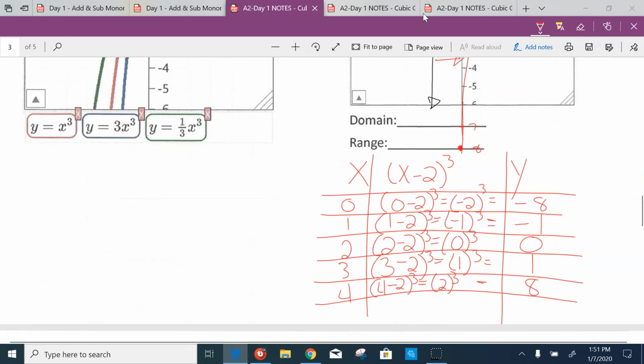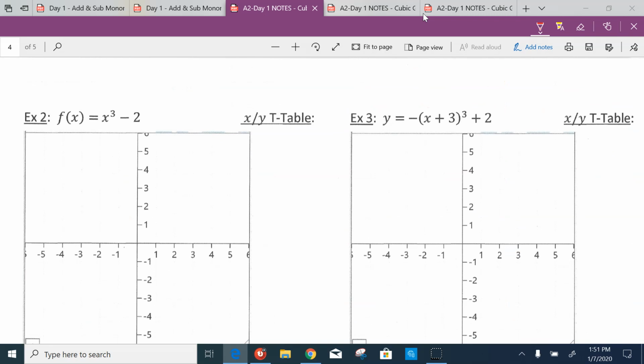Let's continue on. So now we have another graph here. Example 2. I have x cubed minus 2. I don't have any parentheses, so since there's nothing in parentheses, there will be no translation. At least I don't expect any from the left or to the right. I do at the very end, though, have a minus 2. I predict that that should shift the parent graph 2 units down.